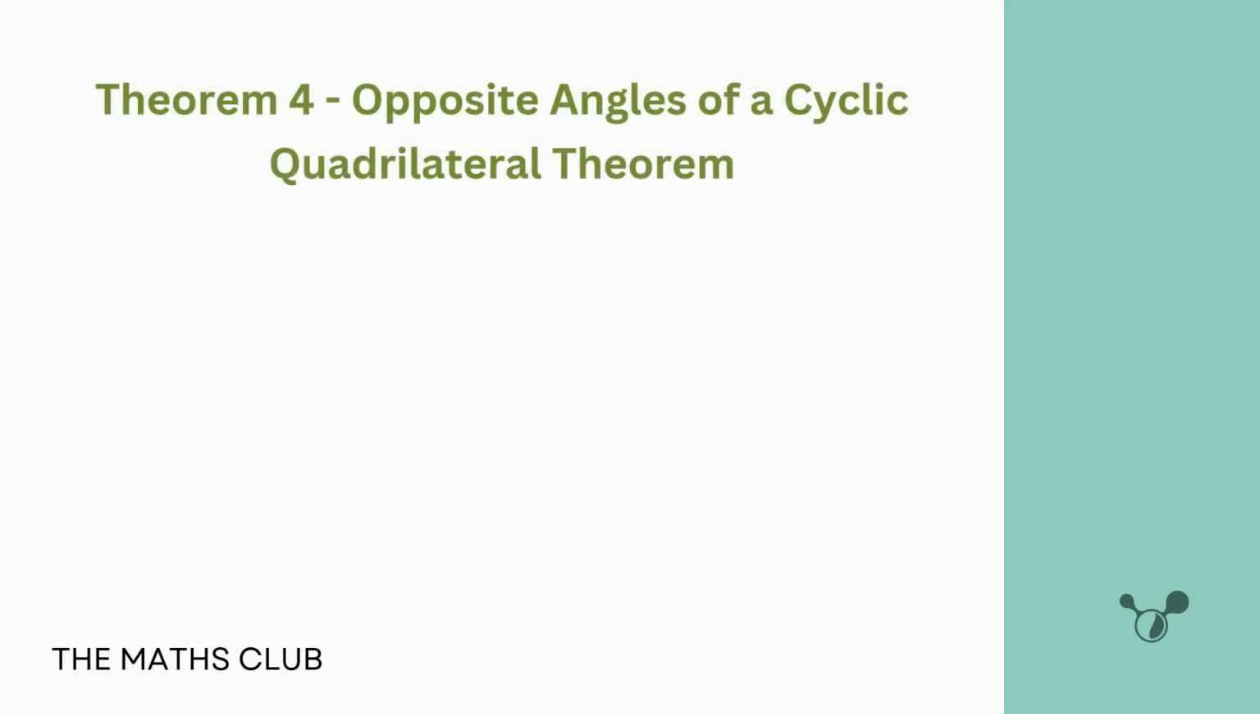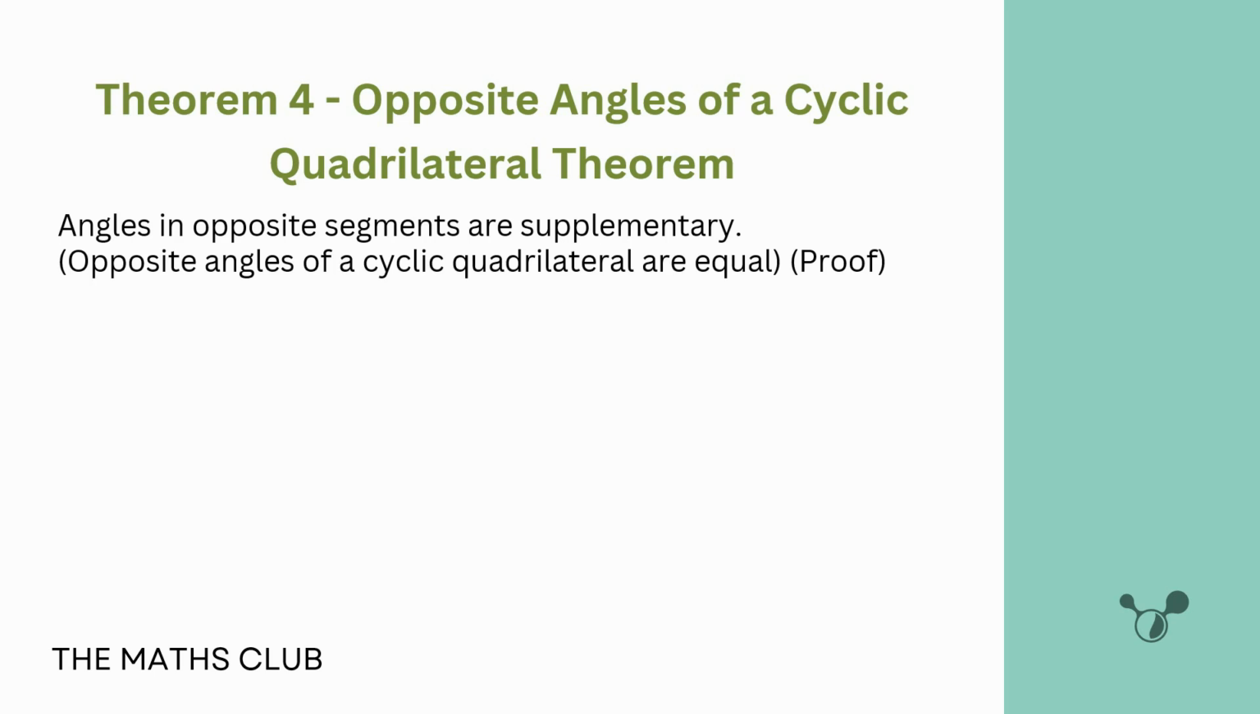So theorem 4 is the opposite angles of a cyclic quadrilateral theorem, and it states that angles in opposite segments are supplementary, meaning that opposite angles of a cyclic quadrilateral add up to 180 degrees. When we say supplementary, what do we mean? It means that it adds up to 180 degrees. So if you don't know that, you know it now.